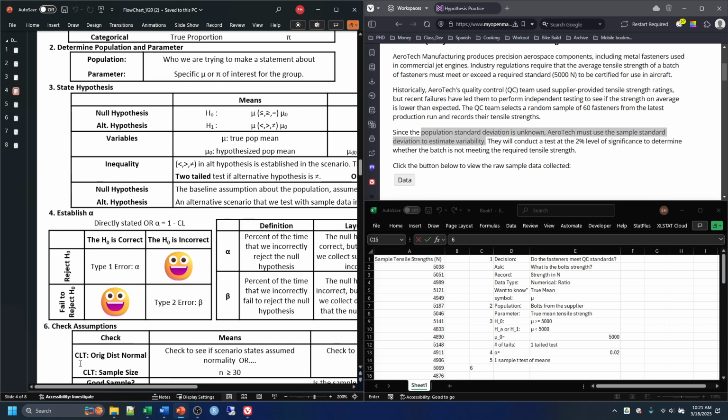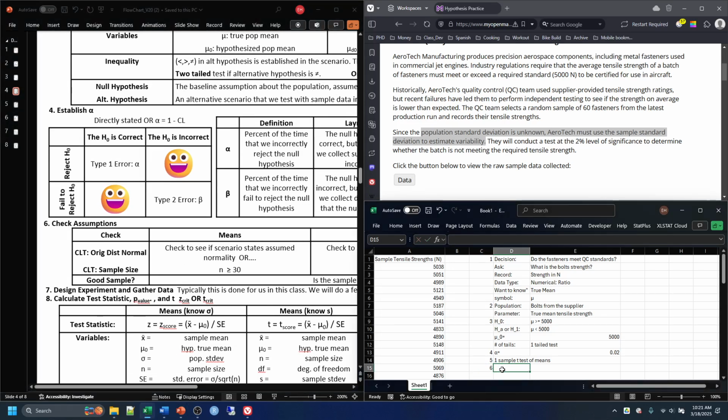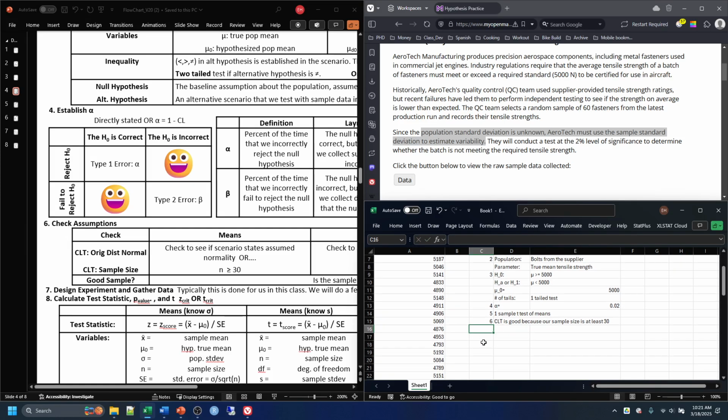All right, let's go ahead and do step 6. So in step 6, we're dealing with numerical data, and we're going to look at checking our assumptions for our central limit theorem. And we can simply say that the CLT is good because our sample size is at least 30. So we're good there. So we were able to reach that, and things are totally fine there. So if we go to step 7, there we go. Step 7 is where we actually gather our data. So we can now say, look at the sample data.